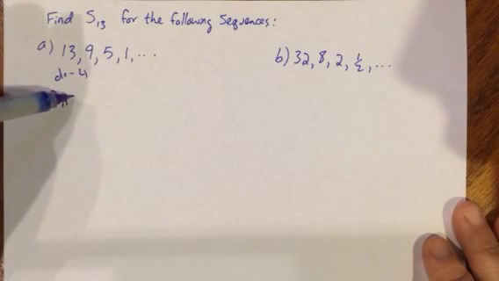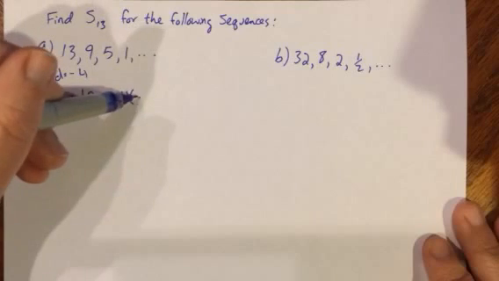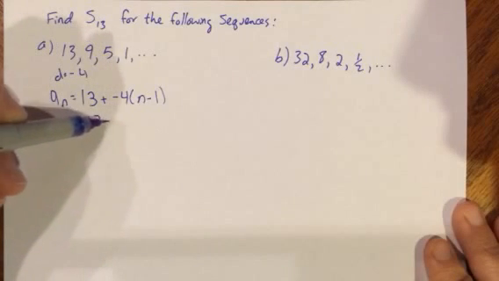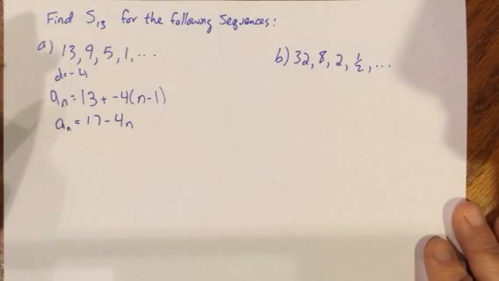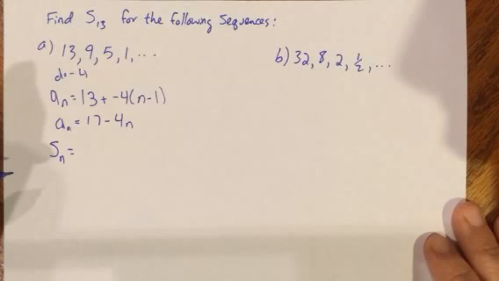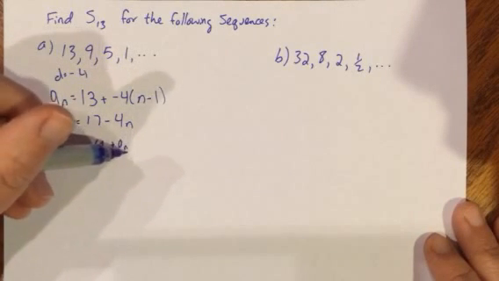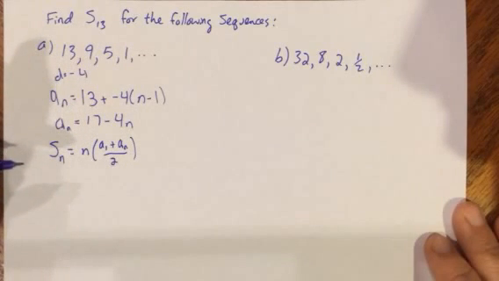So a_n is going to equal my starting point, 13, plus negative 4 times n minus 1. Again, I could simplify a bit. Negative 4 times n is negative 4n plus 4, so 17 minus 4n equals a_n. Now, my partial sums for arithmetic is n times a1 plus an over 2. So averaging my first and my last times the number of things.